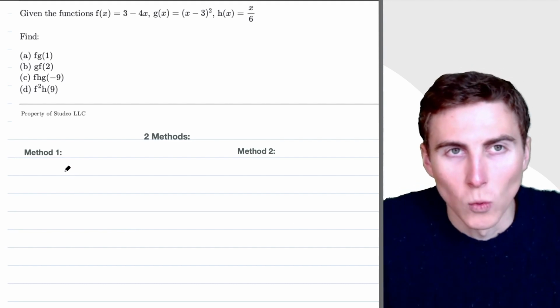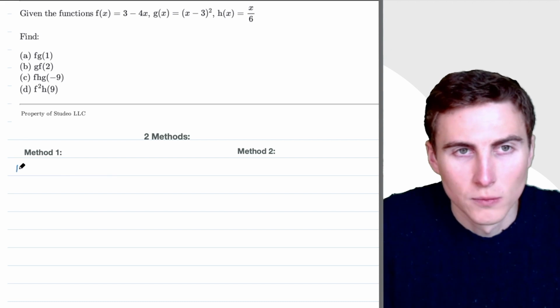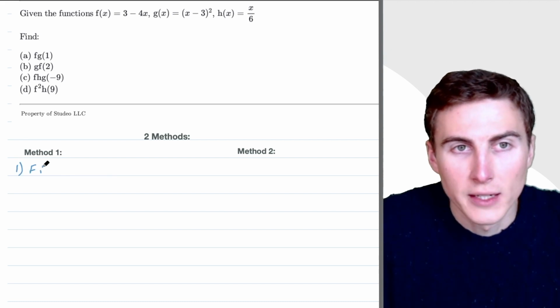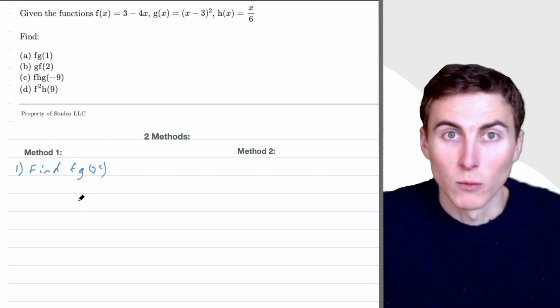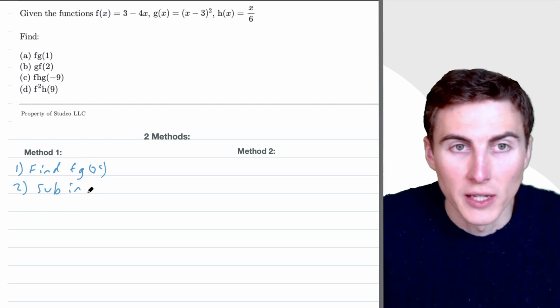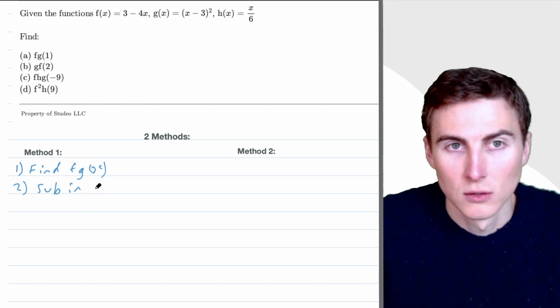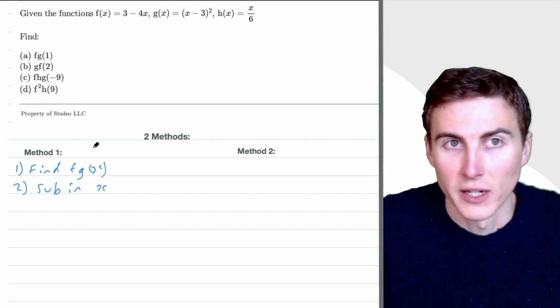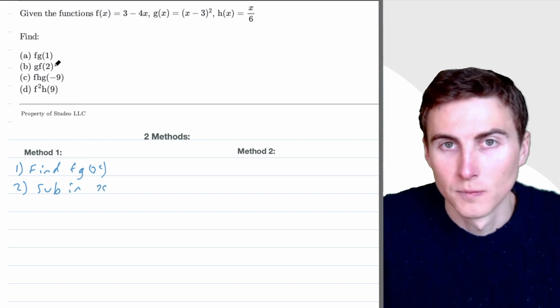So, method one would be to first of all find the composite function that you need. So, find the f(g) of x function. And then once you find that function, you can sub in whichever value you want. So you sub in your x value. In this case, you sub in 1.